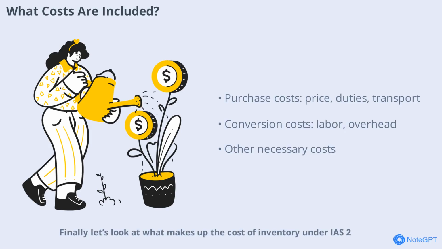Finally, let's look at what makes up the cost of inventory under IAS 2. Imagine three buckets being filled with money. The first bucket is for the cost of purchasing inventory. This includes the price paid to suppliers, plus any import duties and transport costs.